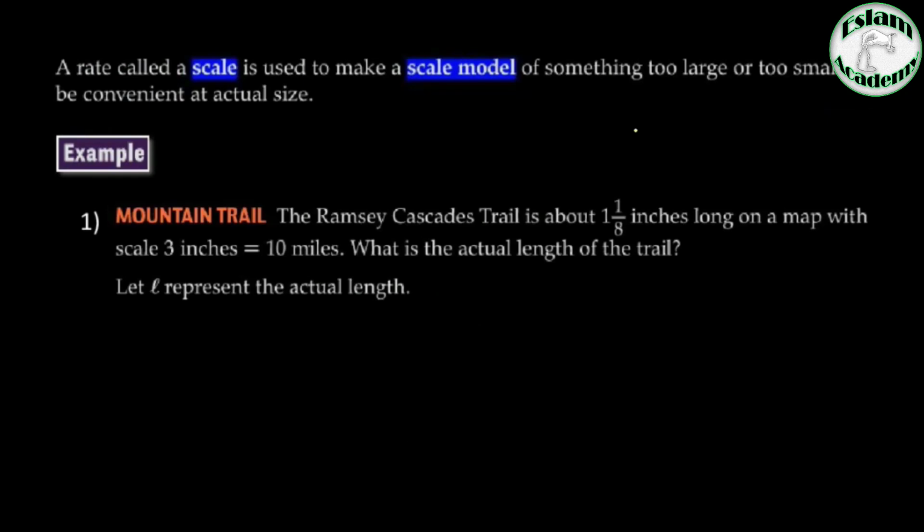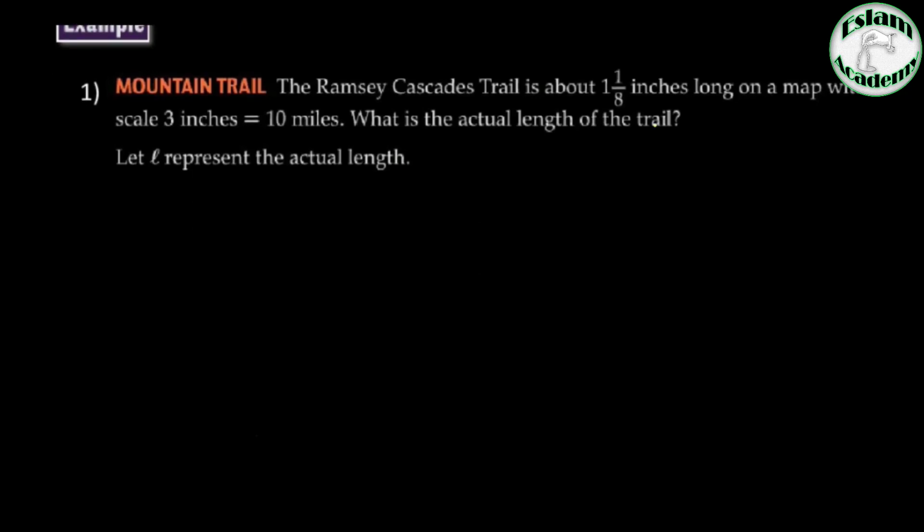What is the meaning of a scale model? A scale model is a ratio where we compare between a small part and a large part, as we compare the length on the map and the length in reality. Like we can see in this example. In this problem, we have the scale on the map: 3 inches for each 10 miles. It means if you measure 3 inches on the map, it is equal to 10 miles in reality.